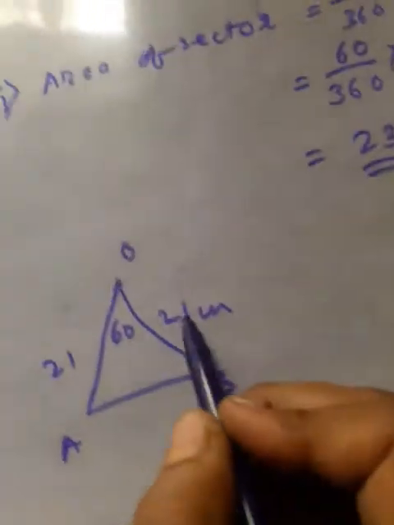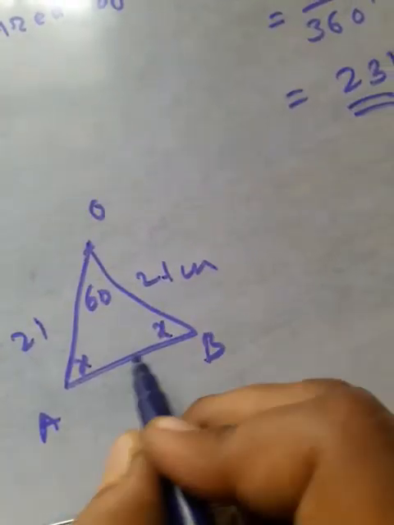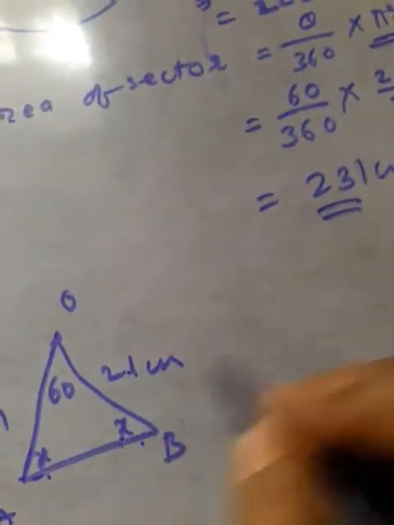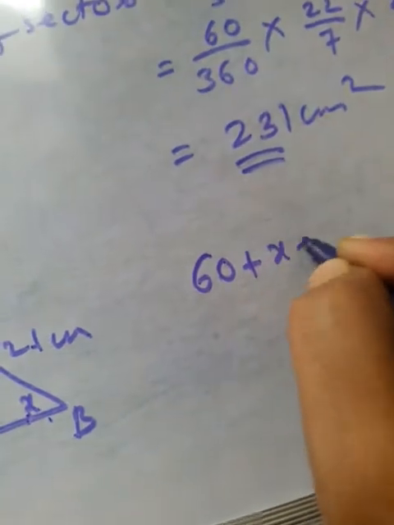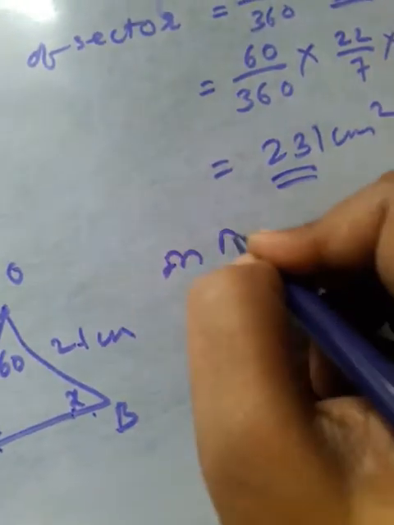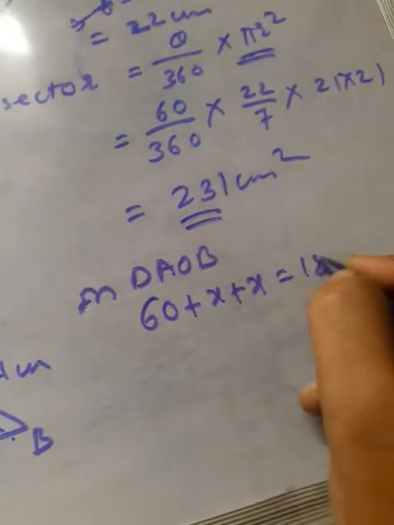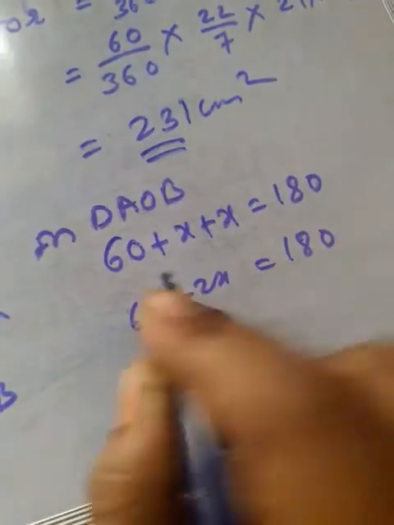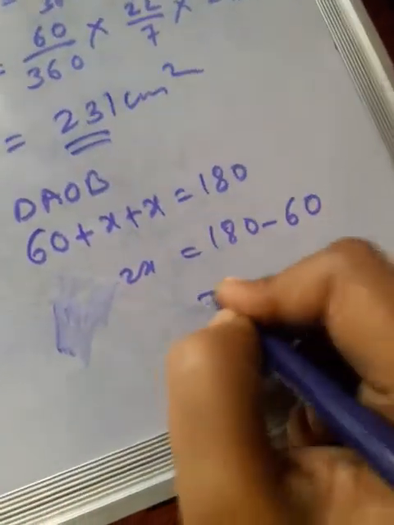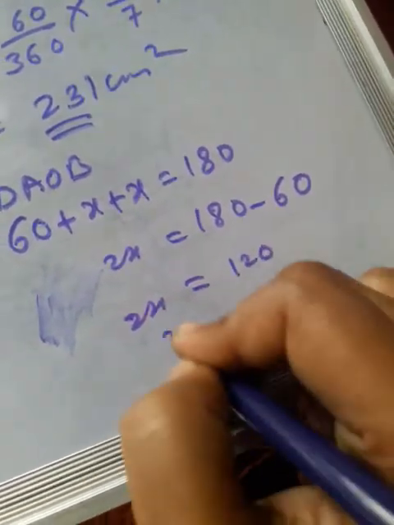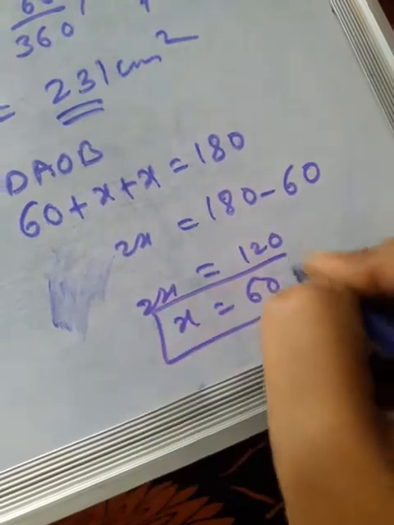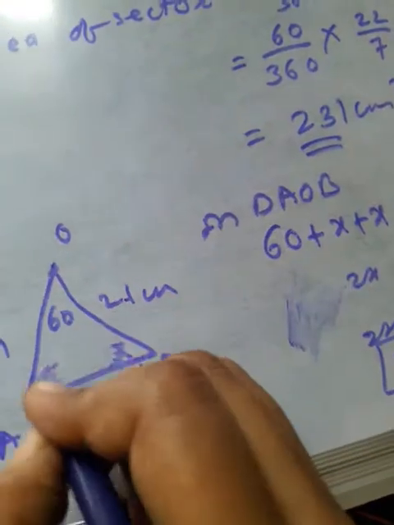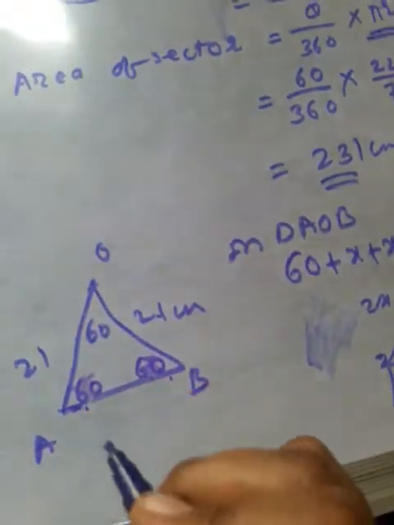So see, these two sides are equal, and angles opposite to equal sides are equal, means these two angles are x. By the angle sum property, in triangle AOB, angle plus angle plus angle is equal to 180. So 60 plus 2x is 180. Shift this 60 to that side: 2x is 120. So x is 60, 120 divided by 2. That means this is also 60 and this one is also 60. This is an equilateral triangle.